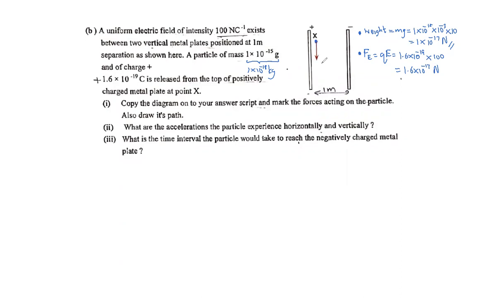It will be acting downwards, and the electrostatic force will be acting in this direction, Fe. So there's going to be a resultant force acting in this direction. So what is going to happen to this path? The path is going to take a projectile path like this, because it attempts to go sideways and downwards as well. So it will be like this.